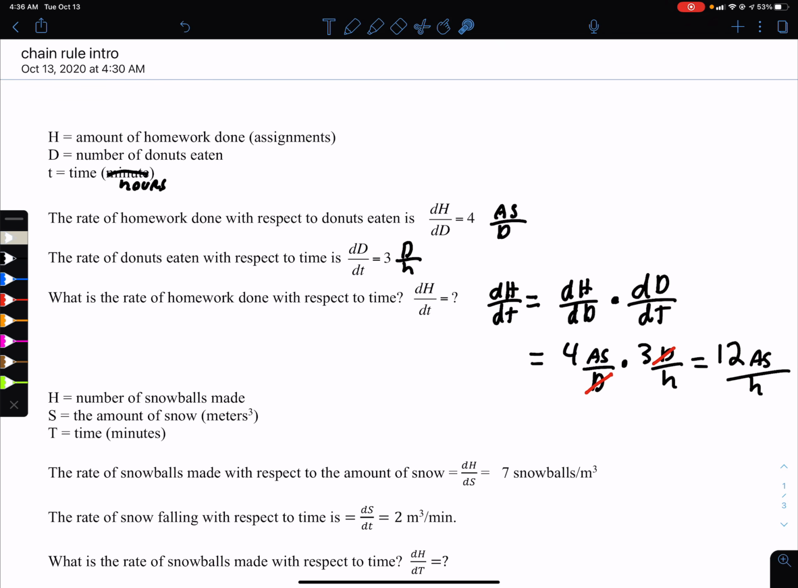Hopefully, it's 4 assignments per donut, but you do 3 donuts per hour. So in essence, you do 12 assignments per hour. And those are probably small assignments because that's not much. I mean, that's a lot to do in an hour anyways. But this is just for example purposes to give you an idea of how the chain rule works.